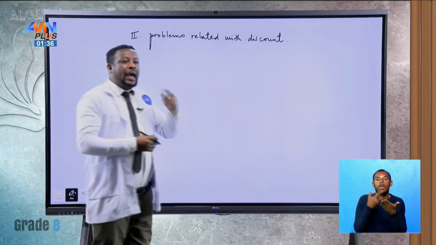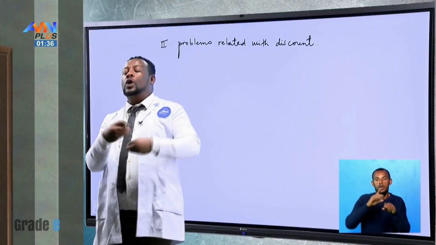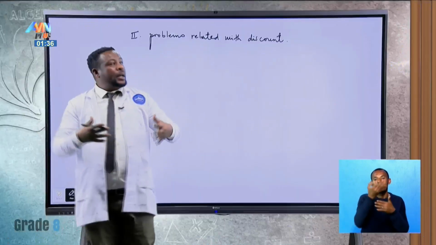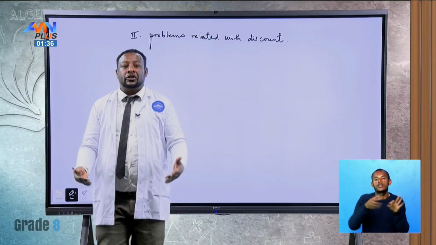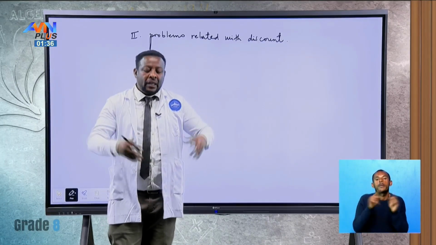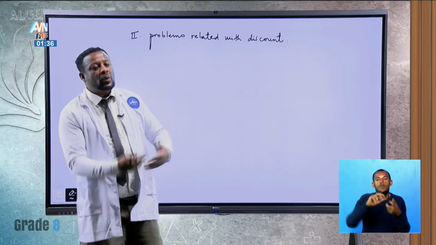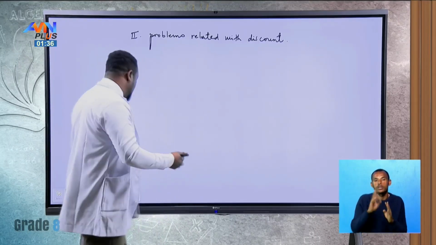Here, like we did for simple interest, we don't have a certain formula to calculate the required information in the case of discount. But there is some conceptual approach to answer problems related with discount. Let's see this thing using example.